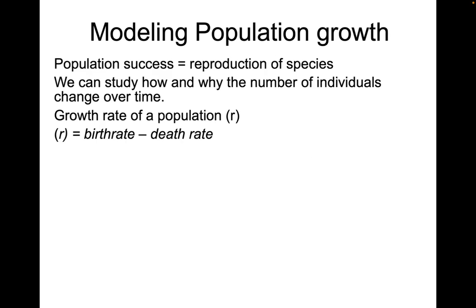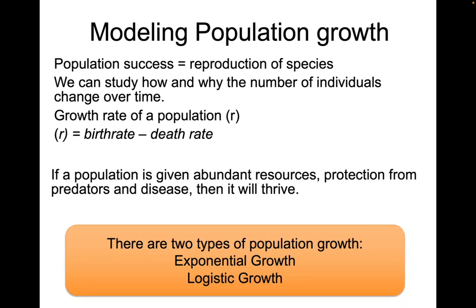In terms of modeling population growth, the success is the reproduction of the species. So we can study how and why the number of individuals will change over time. We understand that the growth rate of a population is known as r, and r is the birth rate minus the death rate. If a population is given abundant resources and protection from predators or disease, it will really thrive. There are two types of population growth: exponential growth and logistic growth.